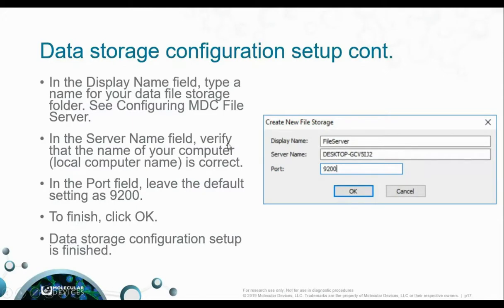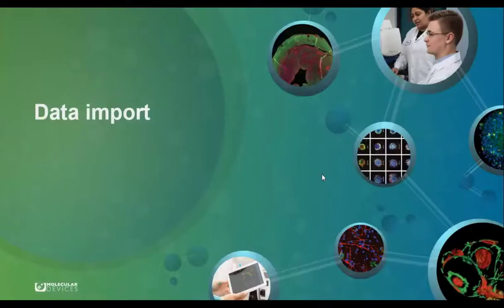And in the server name field, just verify that the name of your computer, basically your local computer name, is correct or not. Now in the port field, just leave the default setting as 9200. And you can click OK to finish. Then the data storage configuration setup is finished. It's very simple.